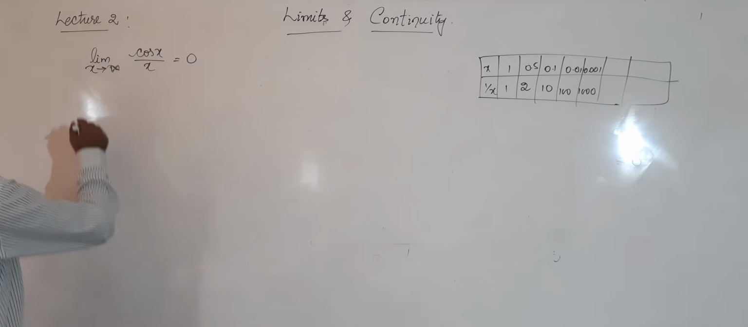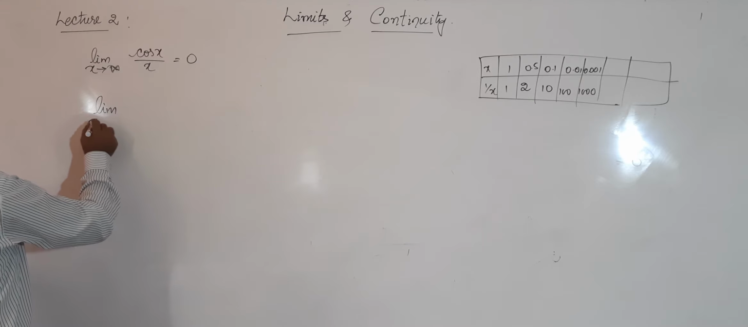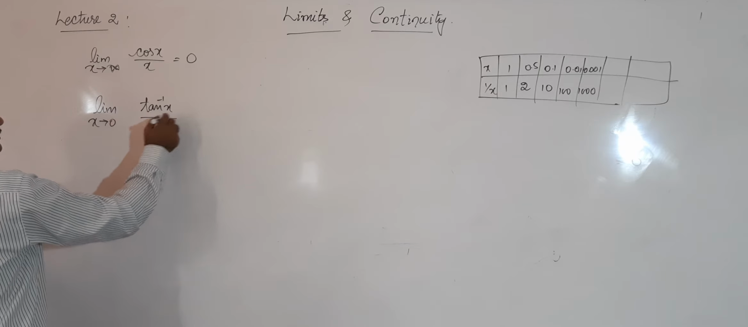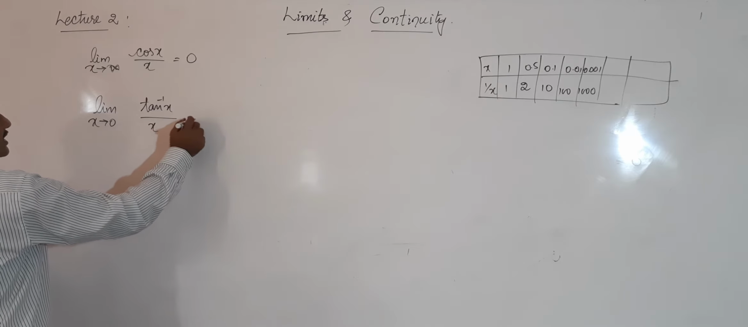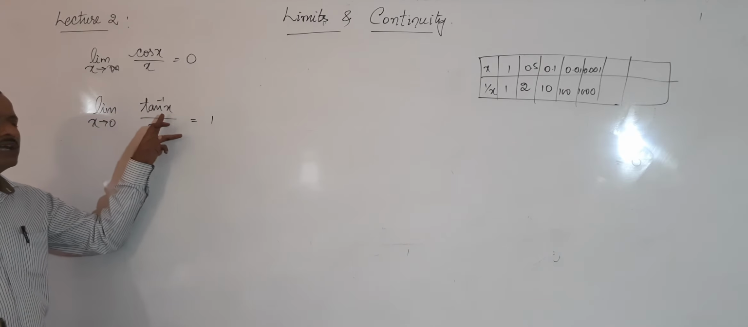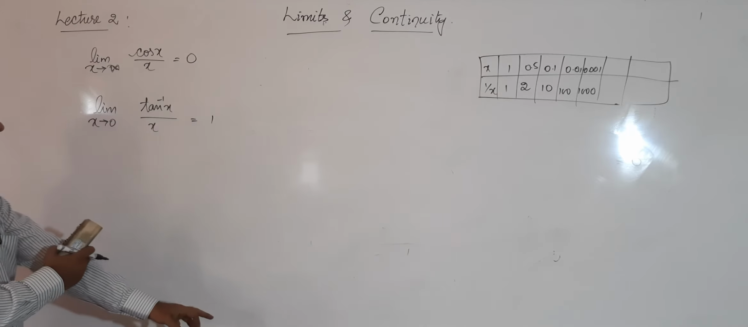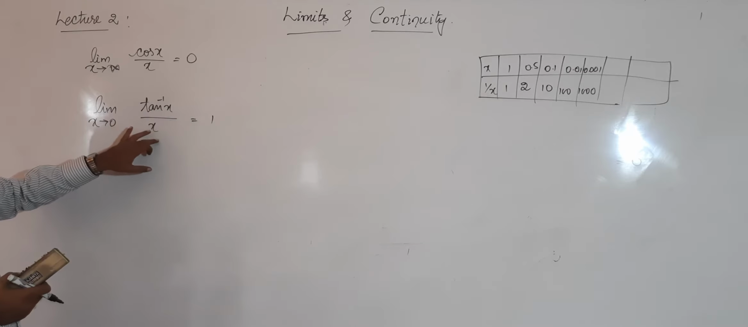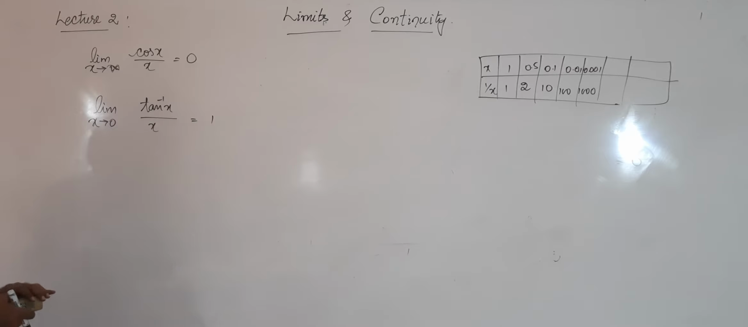Okay, next, limit x extends to 0. This is another formula you need to know. Tan inverse x by x is equal to 1. How? If I directly apply the limit, I am going to get tan inverse 0 divided by 0. What is the value of tan inverse 0? 0 divided by 0, an indeterminate form.